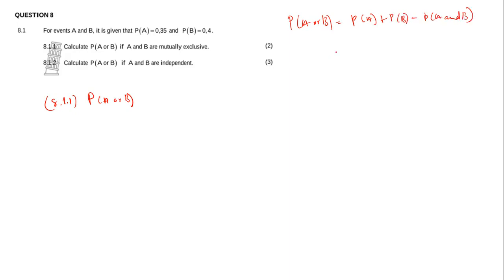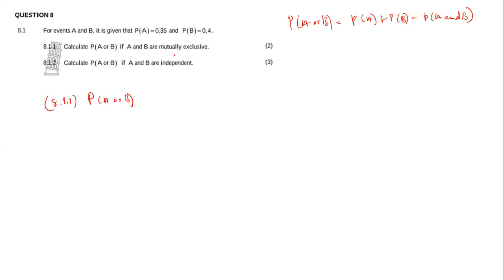This is a formula that we use, but you have to understand that we use it under different conditions, okay? So what are the conditions? It's when you are told that the events are mutually exclusive or they are not mutually exclusive. And for 8.1.2, they want us to calculate probability of A or B under the condition whereby events A and B are independent. Again, we use this formula when the events are independent or not independent. So let me try to explain 8.1.1 first.